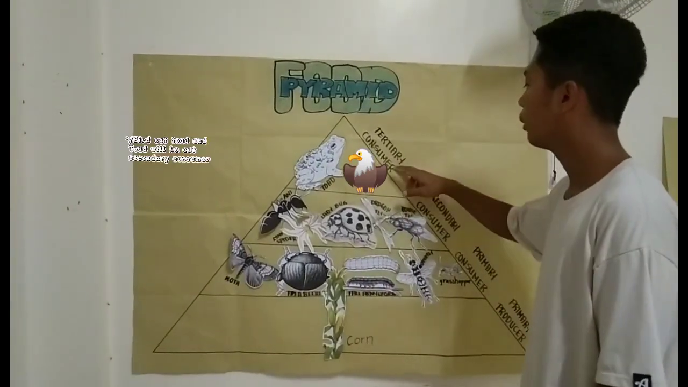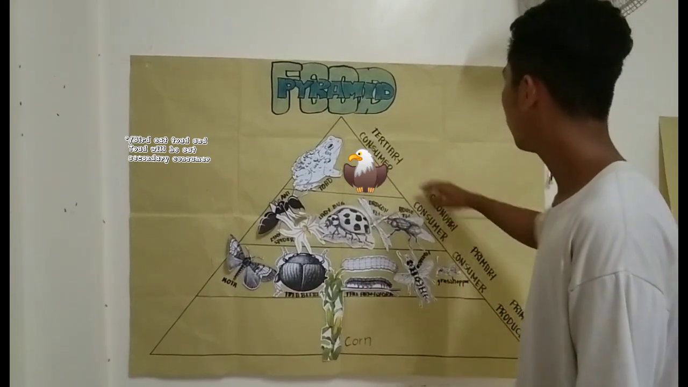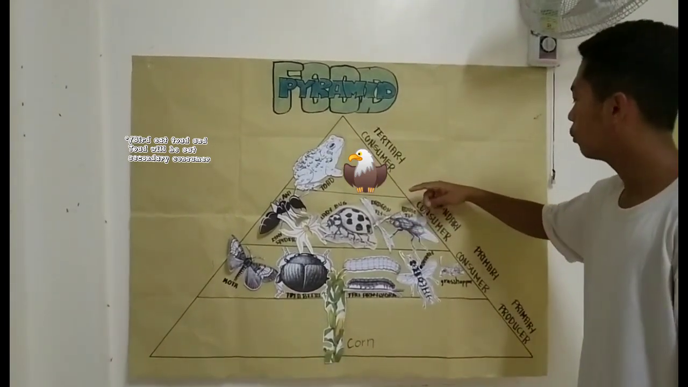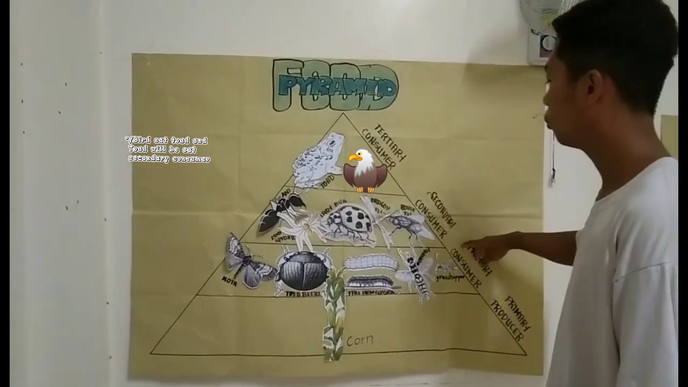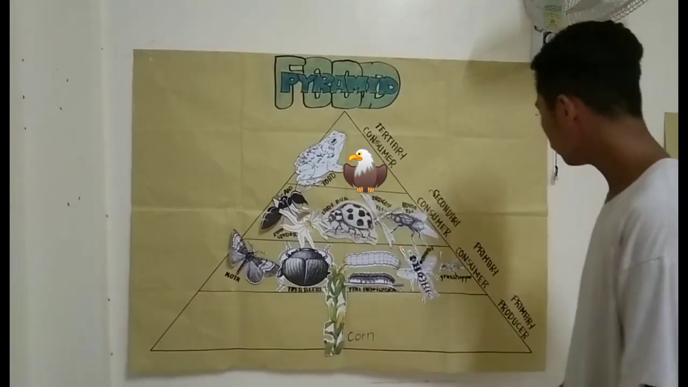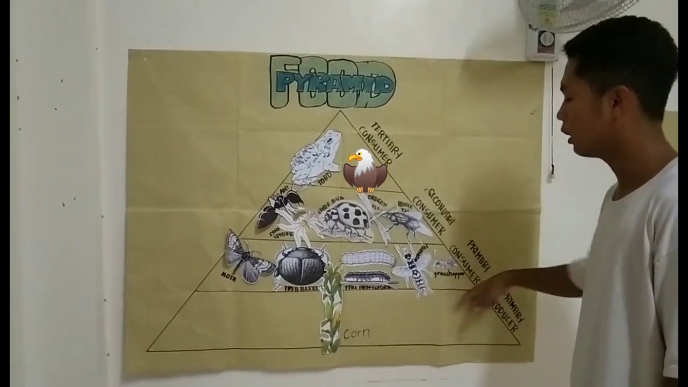Halimbawa, tertiary consumer, toad. Kakainin yung secondary consumer na ant. At yung ant, pwedeng kainin yung primary consumer na moth. At ang pinaka-primary consumer nila ay yung corn.